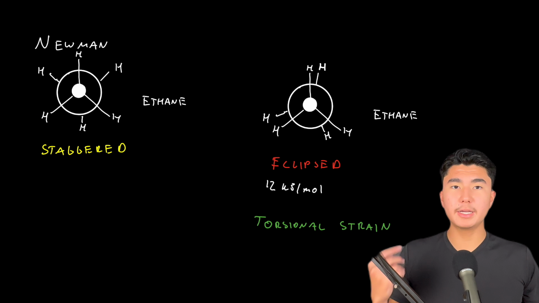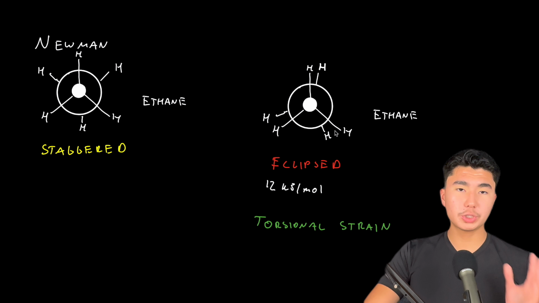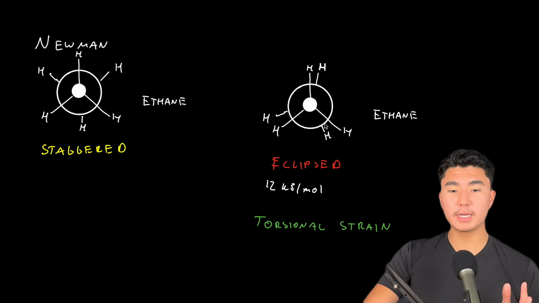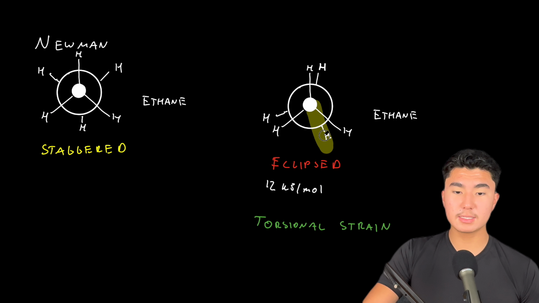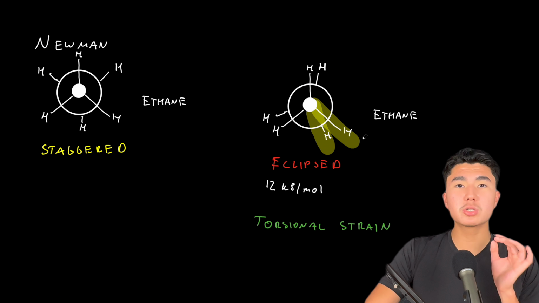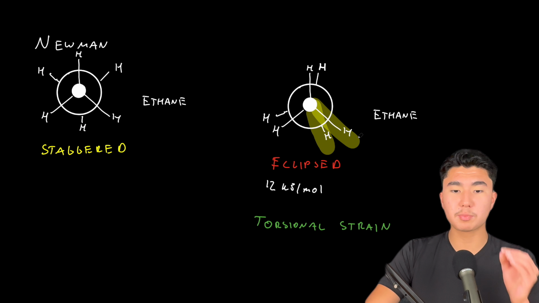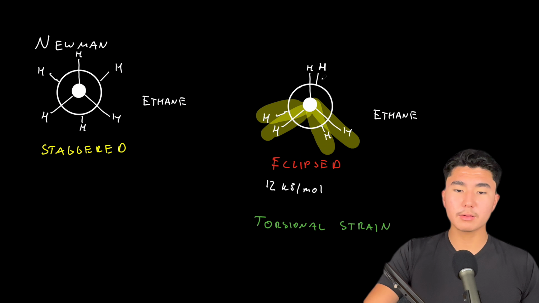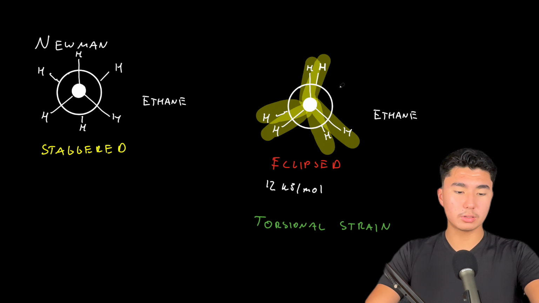So if we look at our CH bonds over here, there's torsional strain because this CH bond is close to this CH bond over here. Let me actually get my highlighter. This CH bond is really close to this CH bond over here, and that creates torsional strain of 4 kilojoules per mole. Same story over here. They're really close, and over here they're really close as well.